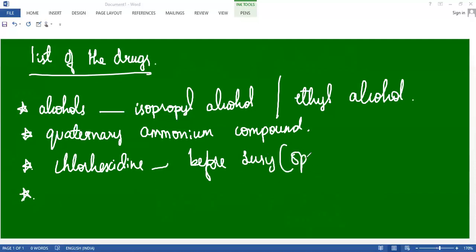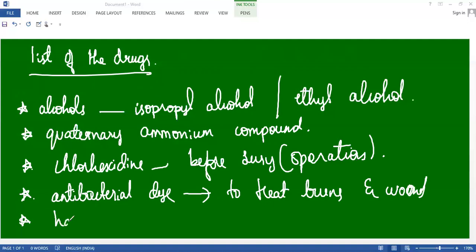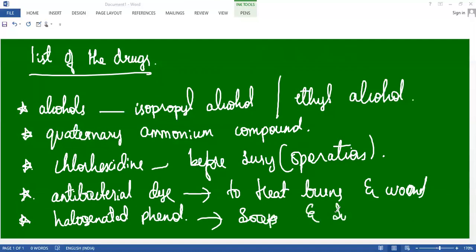Surgery or the operation, we can tell it. The most common thing is antibacterial dye, which has been used everywhere. Antibacterial dye is used to treat burns and wounds. And we also have halogenated phenol, which will be present in soaps and solutions. These are the common list of drugs present in daily life.